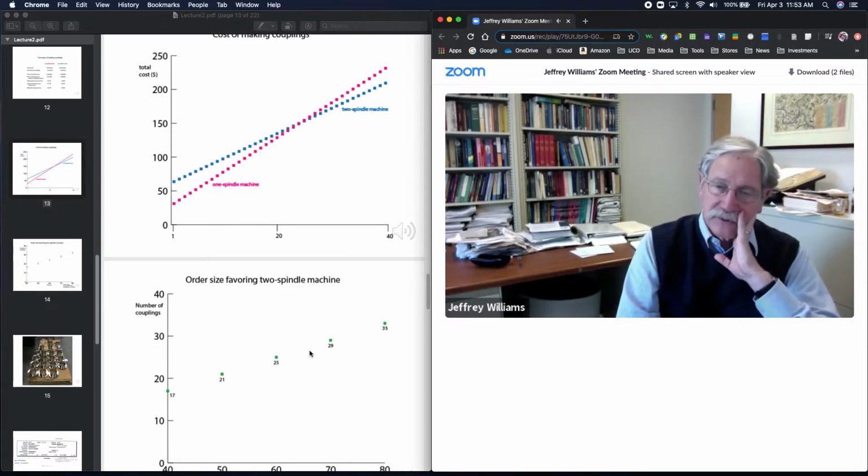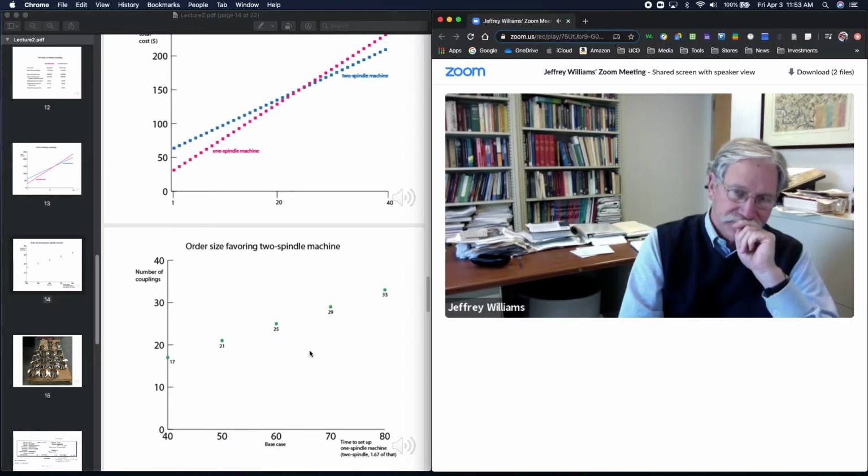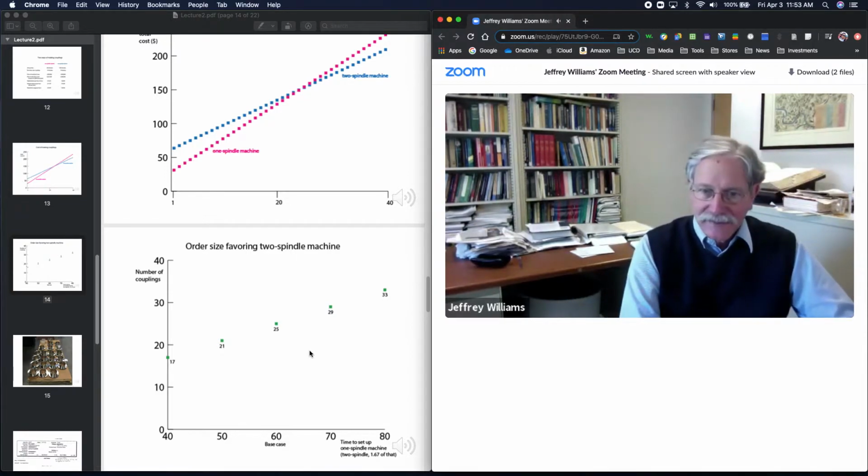Well, here's a question. Would it be worth my time to consider a case where there's 65 minutes of setup time and in proportion for the 2-spindle machine? I don't think so. I think you can guess what that number is, since it's actually a line that's going on here.